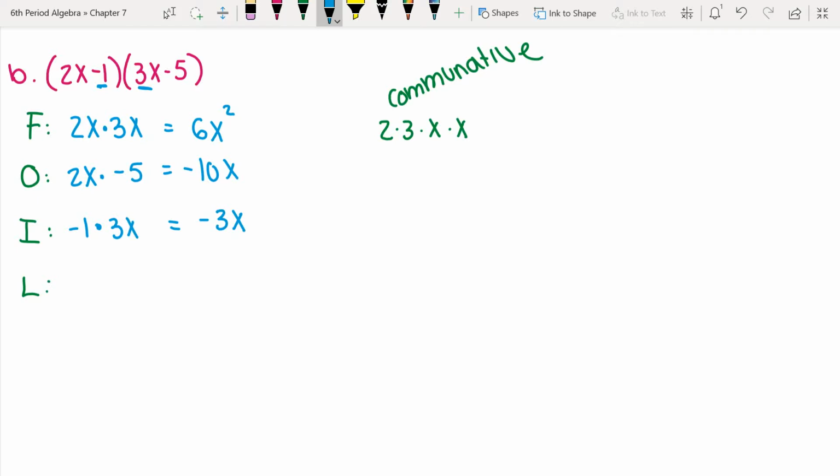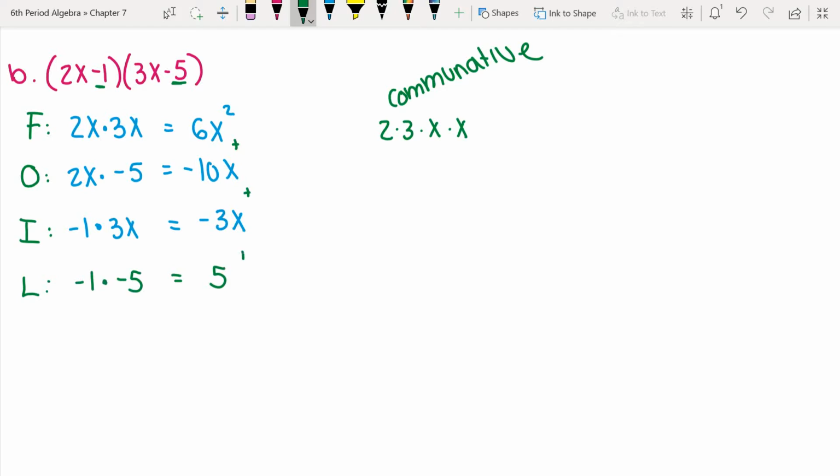Keep on going now. Last part is the last terms. This is the last within each expression. So that means -1 times -5. Two negatives make a positive. 1 times 5 is 5.